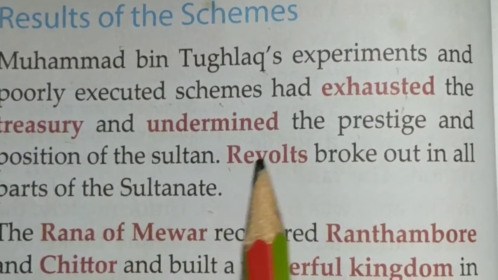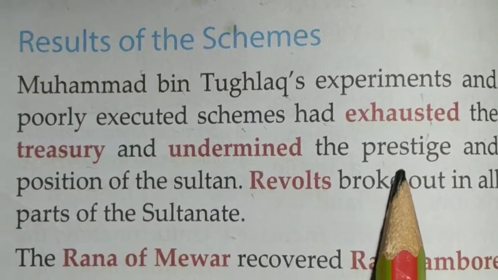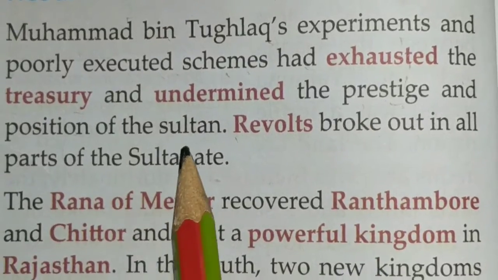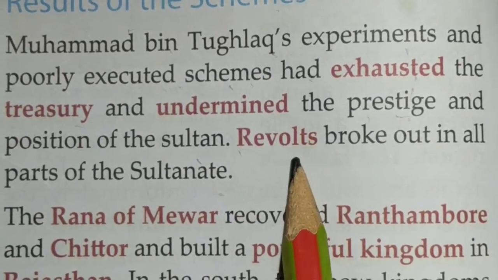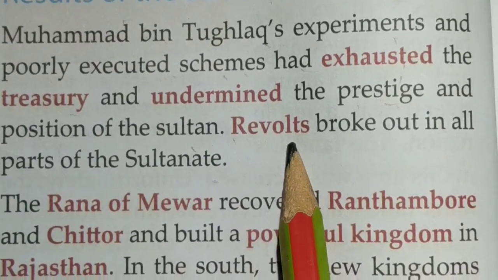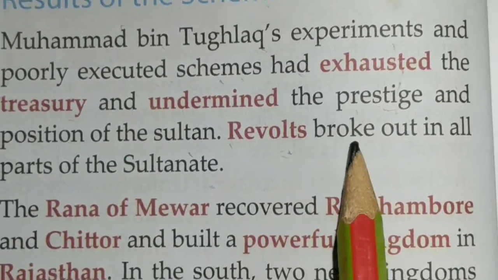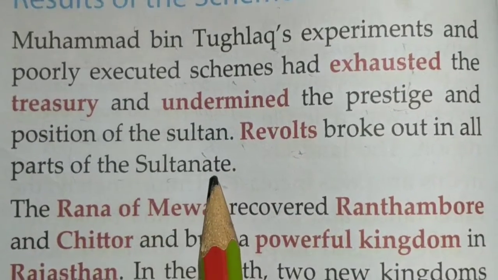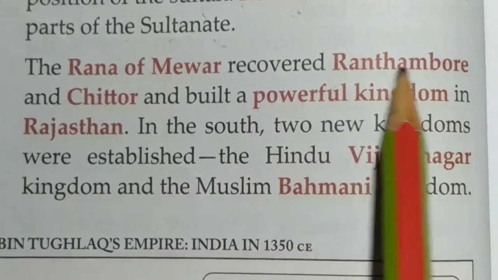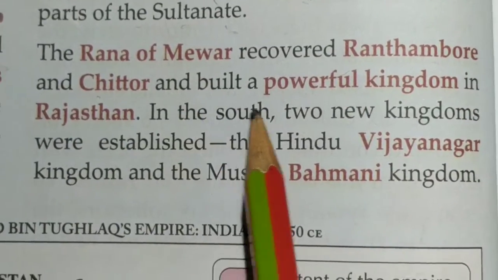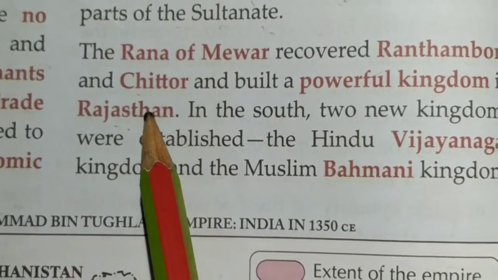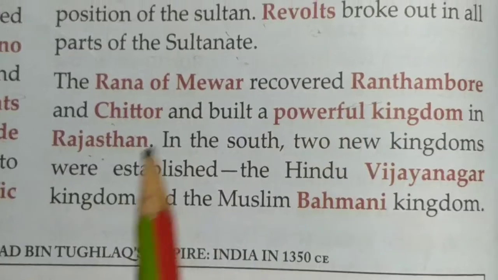And then what we see, that shows the prestige, what people thought about the Sultan. Okay, that means whatever he did, it was not done appropriately. Right? Revolts broke out in all parts of the Sultanate. Next, the Rana of Mewar recovered Ranthambore and Chittor and built a powerful kingdom in Rajasthan. Now, with so much effort, Alauddin Khilji had captured these places.